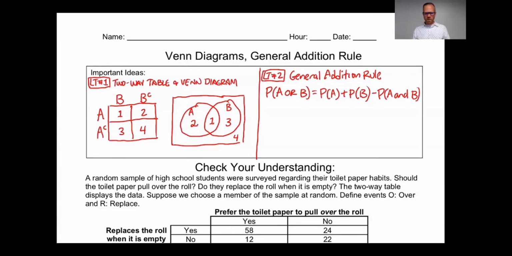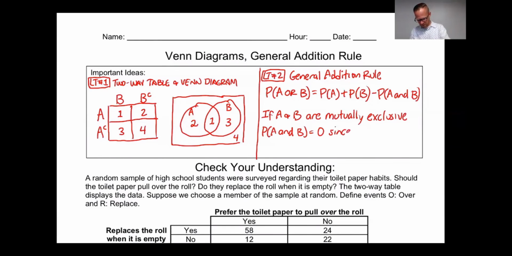Now, we had to use that formula because the 2 events were not mutually exclusive, right? They could occur at the same time. Now, let's look at the special case when the 2 events are, in fact, mutually exclusive. So we'll say if A and B are mutually exclusive, which means that they can't occur at the same time. Well, in that case, the probability of A and B, because they can't occur at the same time, would just be equal to 0, since they cannot occur together.